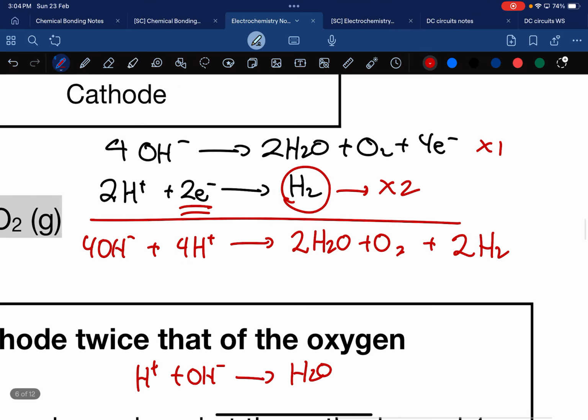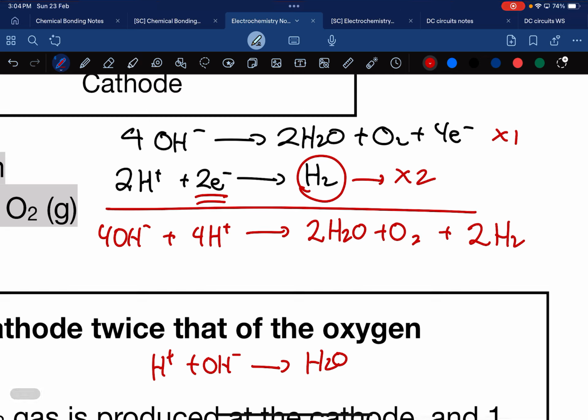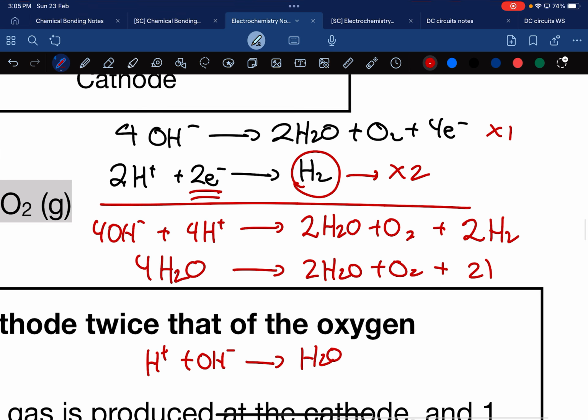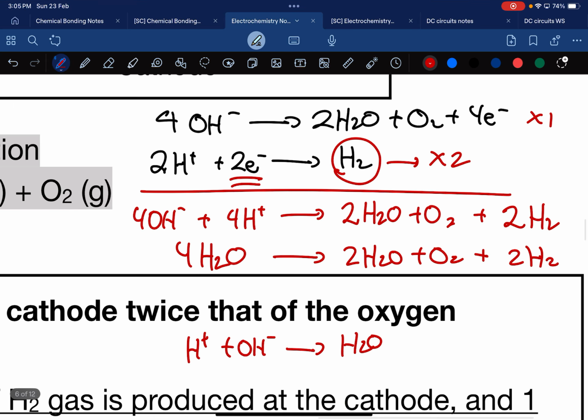Okay, so in other words, that whole left side, your 4OH minus and 4H plus, can just be written as 4H2O, to give 2H2O plus O2 plus 2H2 molecules. Correct? Okay, now, left side 4H2O, right side 2H2O. What to do? Times 2. Times 2 where? No, down there 4x, down here 2x. You're not trying to balance anything anymore. This equation is already balanced.